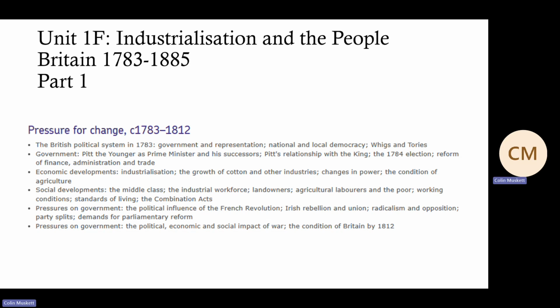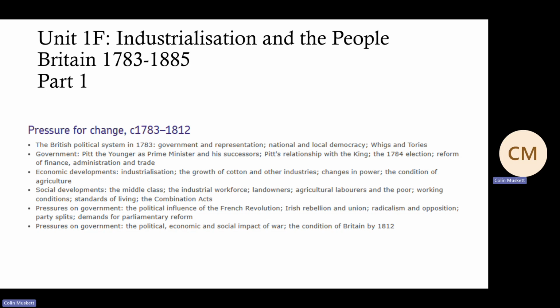So obviously, in terms of the context of the whole course, at the beginning of Year 12, we looked at developments from 1783 to 1812. So political developments, economic developments, social developments, etc. Ultimately we're focusing on political developments up to, well, not quite up to 1812. We'll be looking really at Pitt's record, his domestic record as Prime Minister.